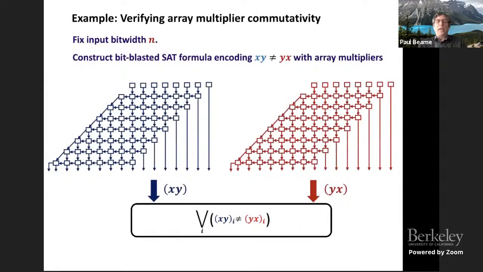For example, if you wanted to verify that a multiplier was commutative, you fix some bit width n, you construct the bit-blasted SAT formula involving the gate variables for each of the 2 circuits. So it's the same shape circuit, but we've put in the x and y inputs in different positions. So they're in some sense different multiplier circuits. And then we add in the constraint, which says that one of the corresponding output bits differ. So that's the natural formula for this question that you get from this bit blasting.